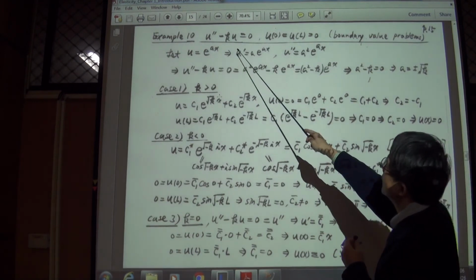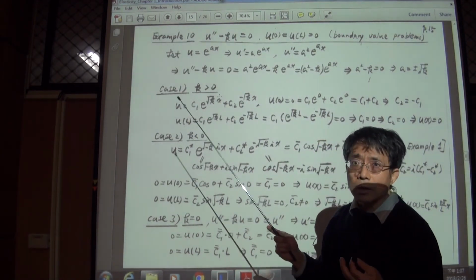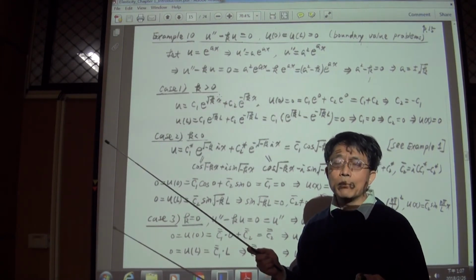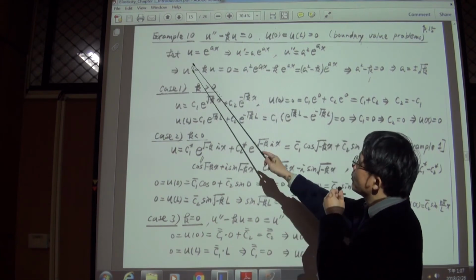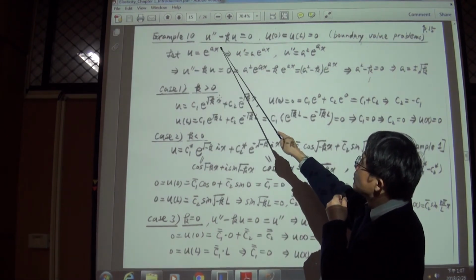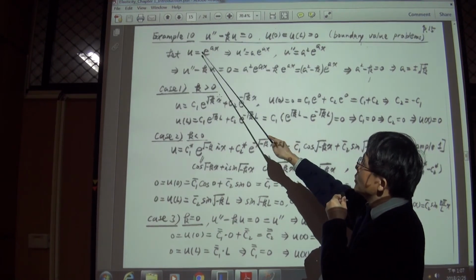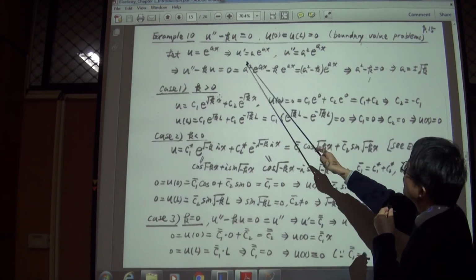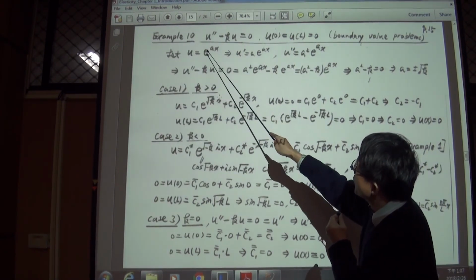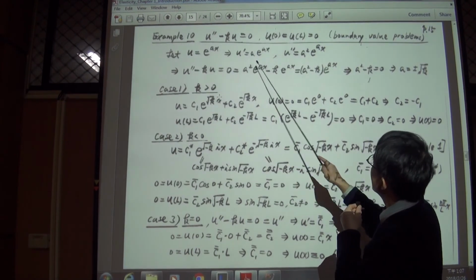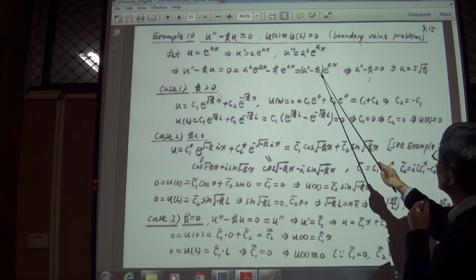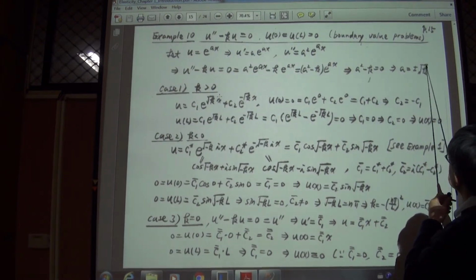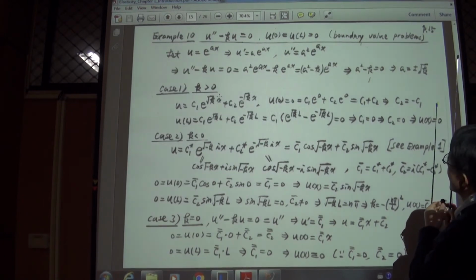Right? So the solution procedure is just the same as those in examples 1, 2, 3. Okay? Now, we let u equal to exponential ax because this is not a Euler equation. So we let u equal to exponential ax, and then put it into this equation, and then get a squared minus k. And so we get the solution a equals plus and minus square root k.